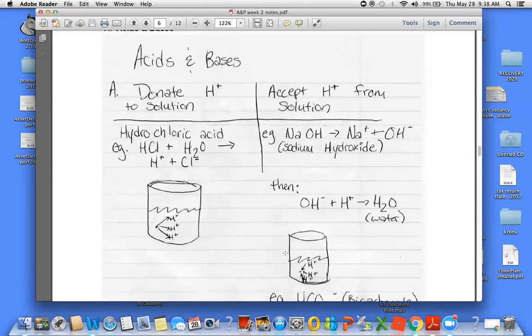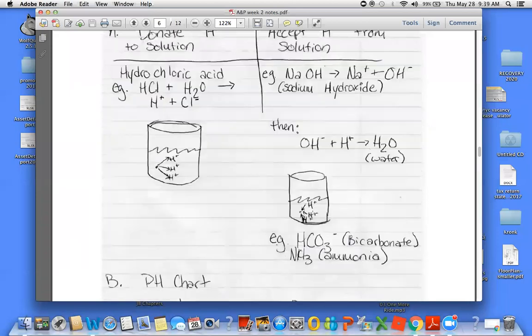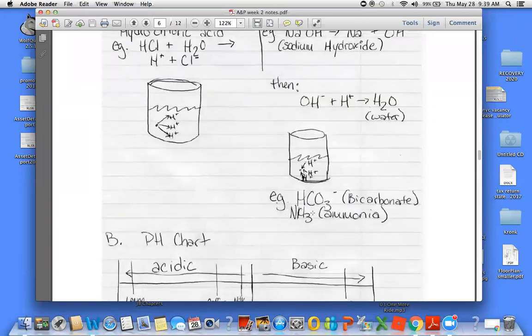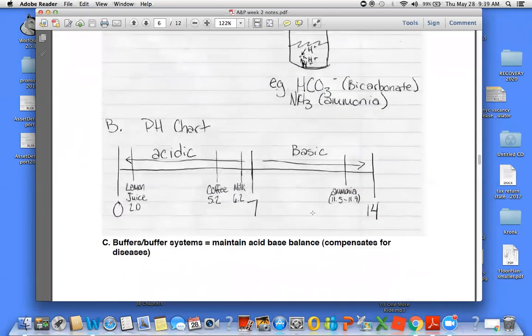If something accepts hydrogens, what happens is it pulls hydrogens out of the water that surrounds it, like sodium hydroxide, the hydroxide pulls hydrogens around it and makes there be less hydrogen in solution. And it is given and defined by a pH chart.